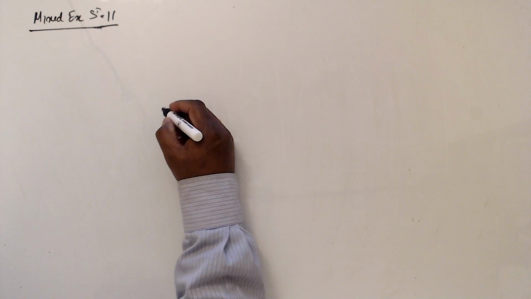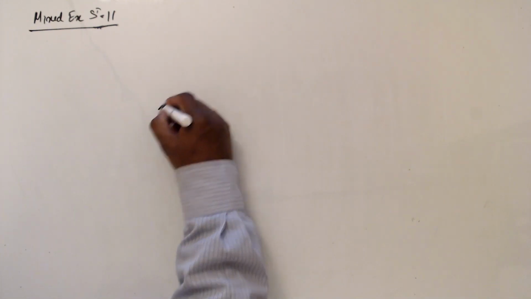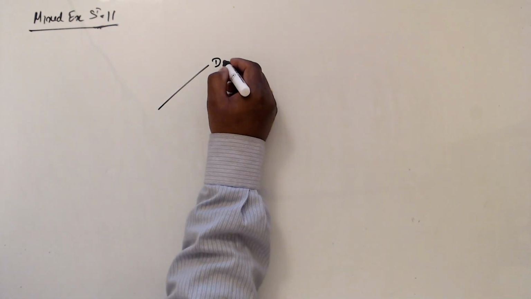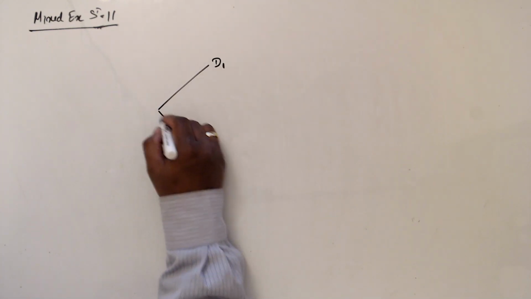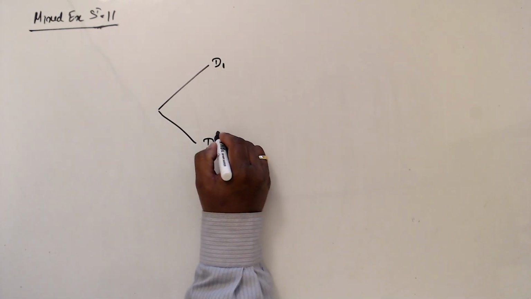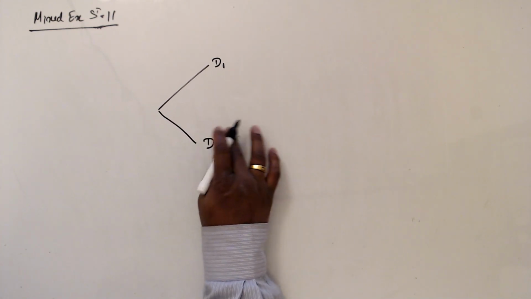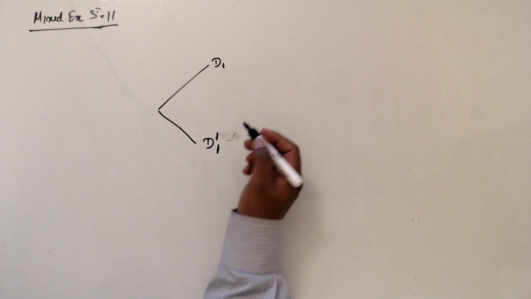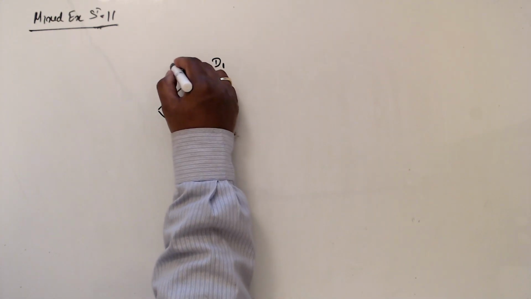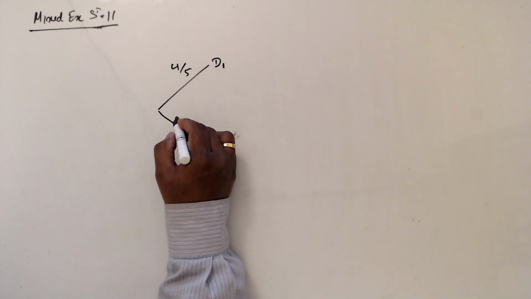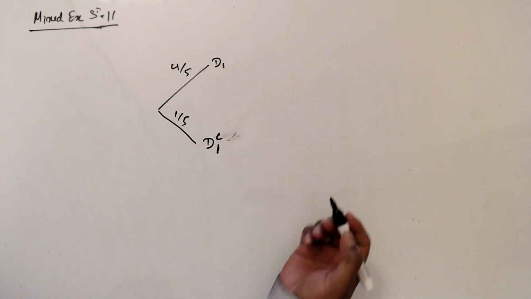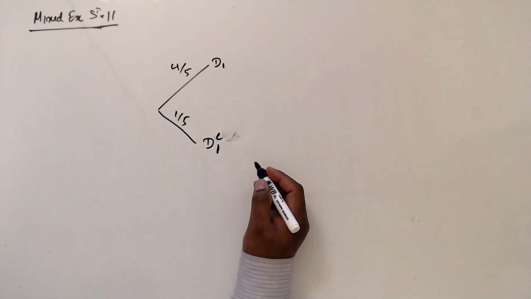So, for the first level, the probability of getting a diamond in the first level and the complement, not getting the diamond. So this is 4 out of 5. This is 1 out of 5. Result of this complement not belongs to.